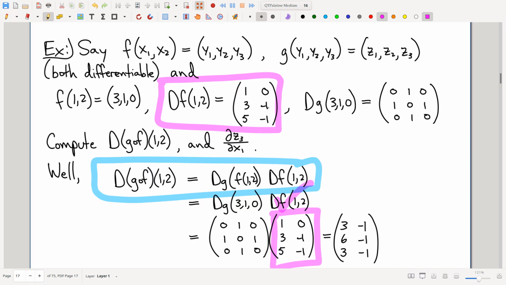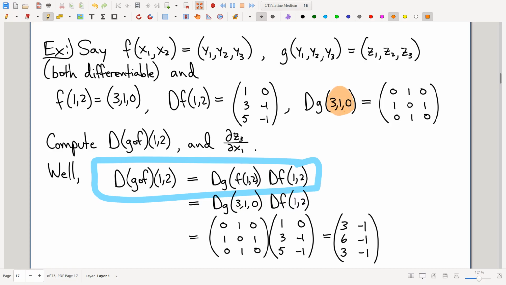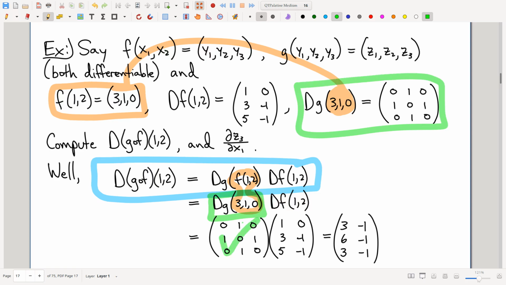Okay, let's see here. Now, I also need dg at f of (1, 2), which I don't immediately see. I have dg at (3, 1, 0). Oh, wait a minute. That is f of (1, 2). So, in fact, because (3, 1, 0) is f of (1, 2), indeed, this thing that I need is something that I have also. Is everybody okay?